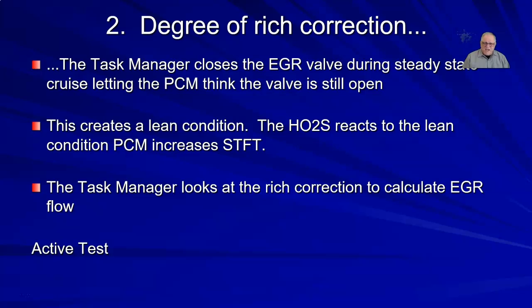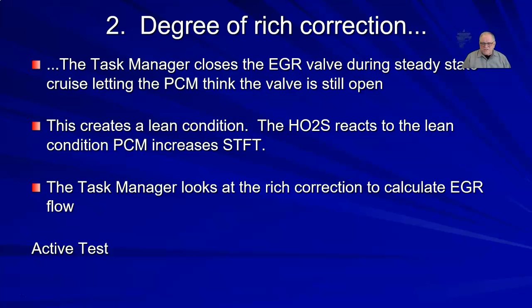Visualize. Vehicle's driving down the road, steady state cruise, EGR valve is open. Because the exhaust gas is going to displace some of the air coming in, the computer is going to decrease the injector pulse width because we have less air and we still want to maintain stoic. The task manager or the diagnostic executive is then going to close the EGR valve while the PCM still thinks it's open.